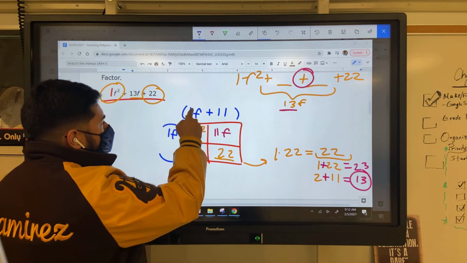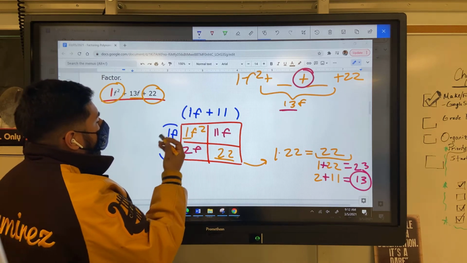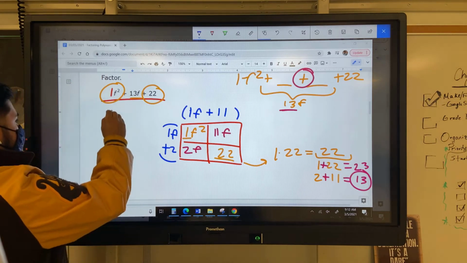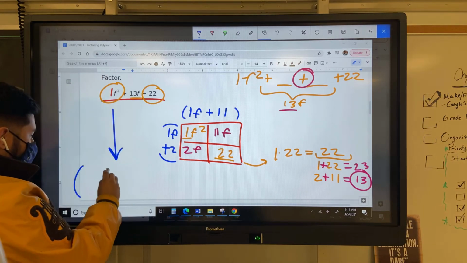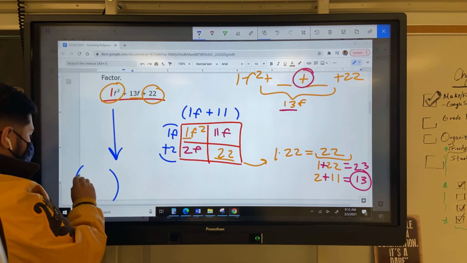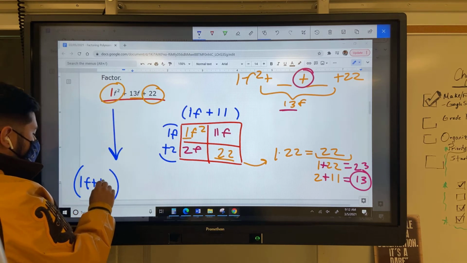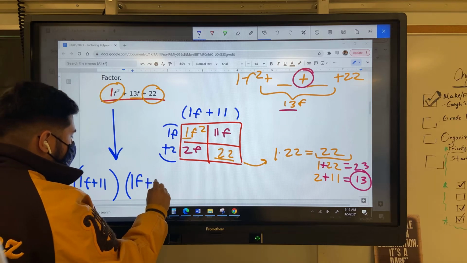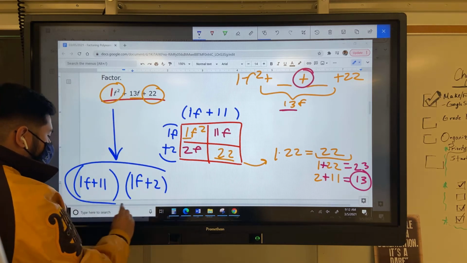What number times 1 gives me 2? Positive 2, because it's all positive. So my answer is 1f plus 1, 1f plus 2. Boom.